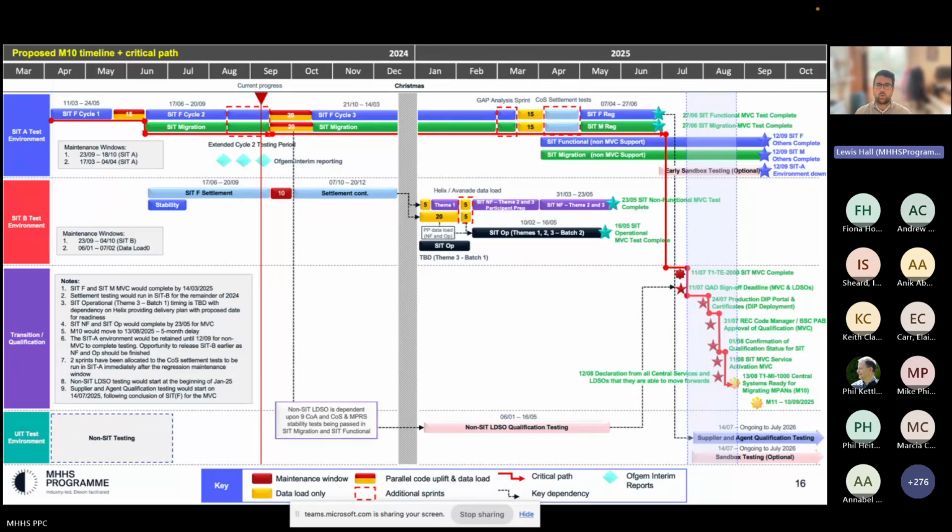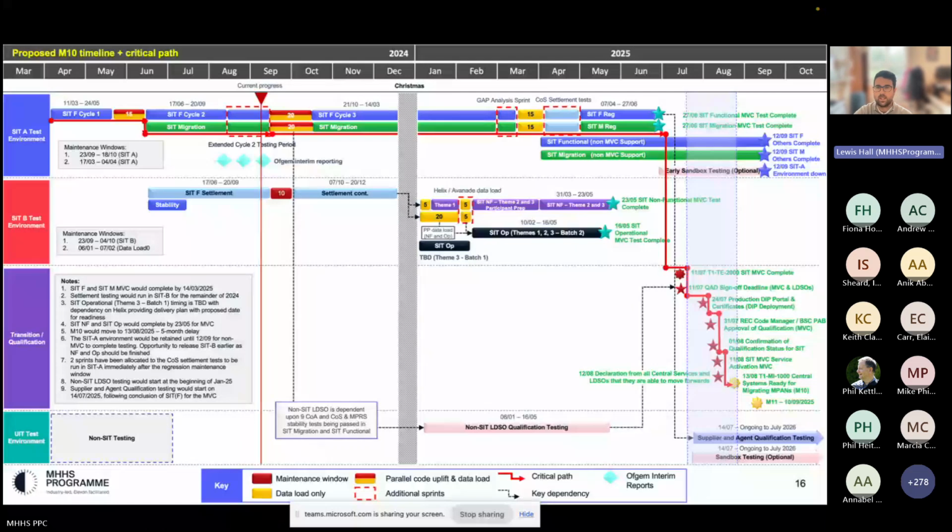We've retained the logic in the plan from when the MVC finishes their testing to when the non-MVC finishes testing. So that was basically an 11-week window after the MVC completes testing to retain the environments for the non-MVC to complete their testing. So that logic remains the same. We didn't feel there was any reason to extend that or bring it back in. We still want to give the non-MVC as much opportunity to complete testing as possible. So the proposal is that the SIT A environment would remain until the 12th of September for testing to complete.